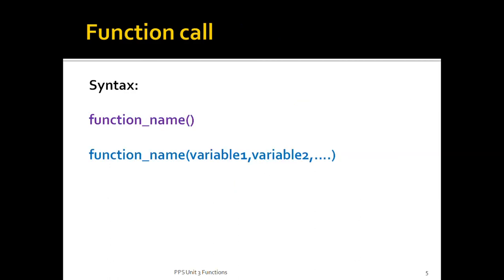Next is function calling. The syntax for function calling is very simple: the function name and brackets. The function call statement has the following syntax when it accepts parameters. So that will be the function name, brackets, parameters and bracket close. Now let's see the example so you will get to know very easily.